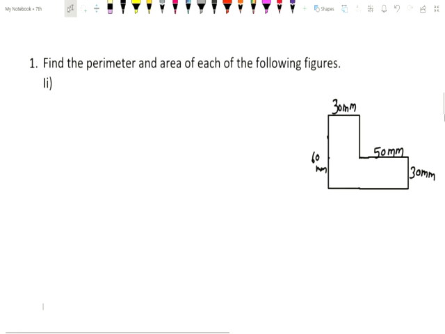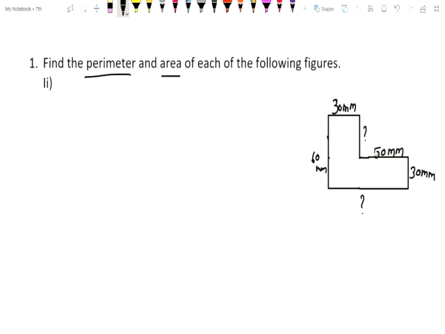First question. Find the perimeter and area of each of the following figures. In this second one we are going to see the figures 30 millimeter, 50 millimeter, 30 millimeter and 60 millimeter, and this side is not given. So we need to find out this side. Why do we need to find it, children?